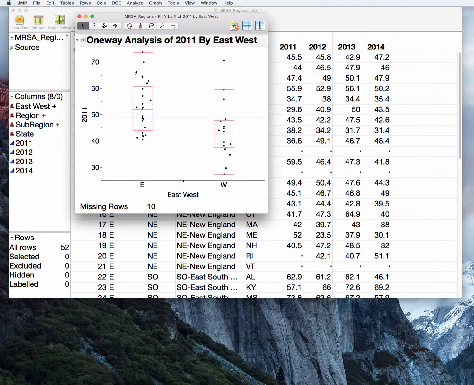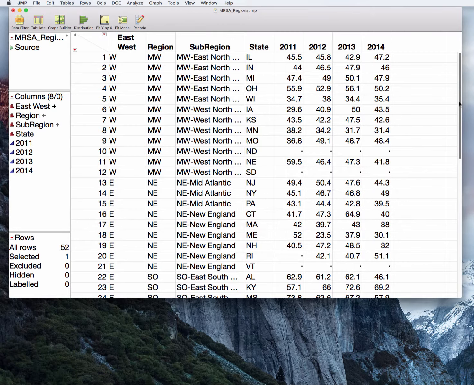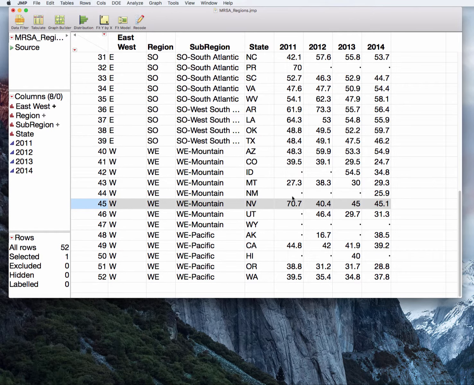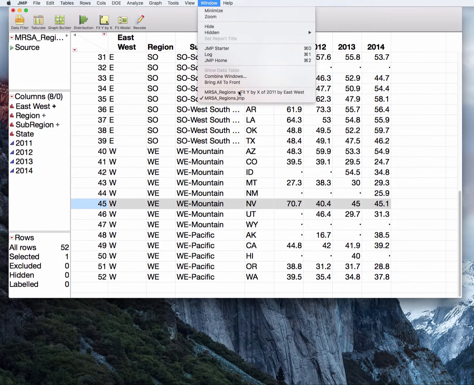You'll also notice, if you click and drag, the highlighted rows in the data set, so you can very easily find any outliers. If I click on this point, it'll be selected in the data, and I could go back to the data and find that that is 70% positive for 2011 for antibiotic resistance. That occurred in Nevada, in a western state. So that helps you with some data diagnostics as well.